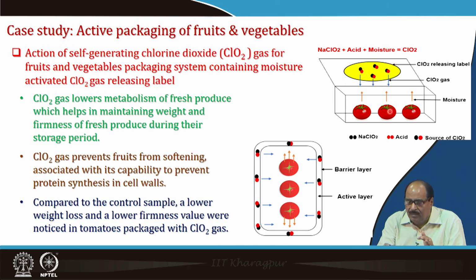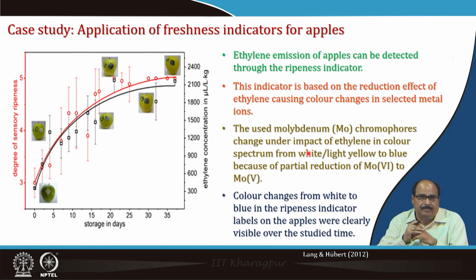Okay, ClO2 gas comes out, and this automatic release of chlorine dioxide extends the shelf life. They are put outside in the packaging material. So, the quality of the tomato or other fruit is accordingly increased.